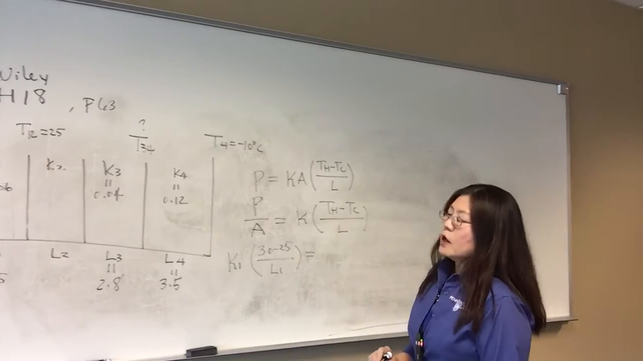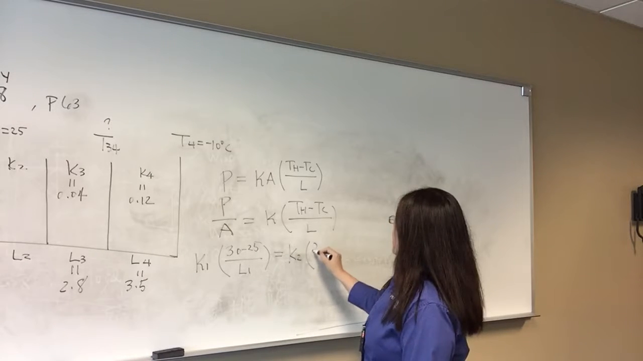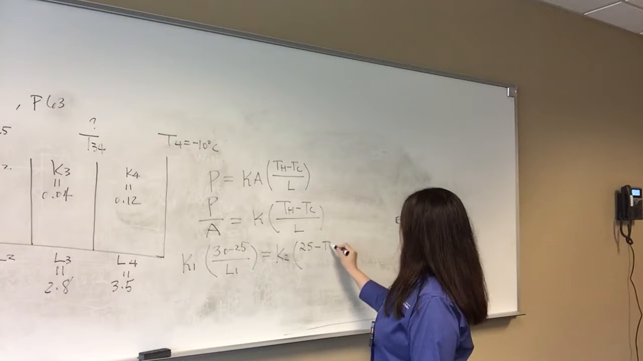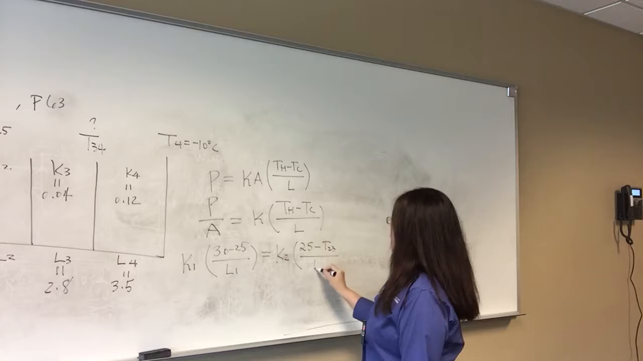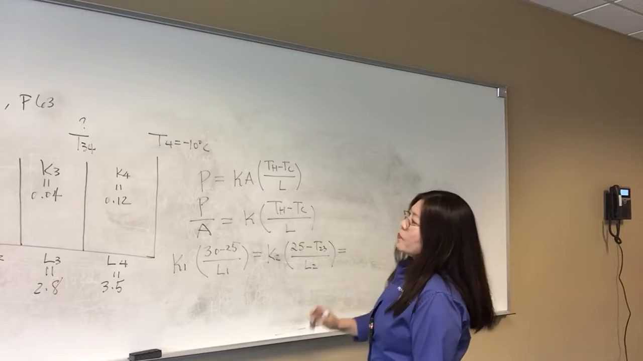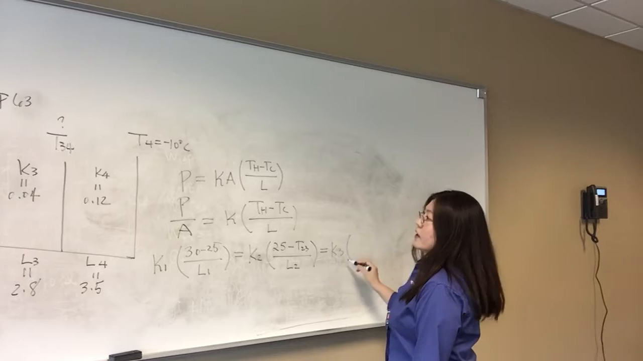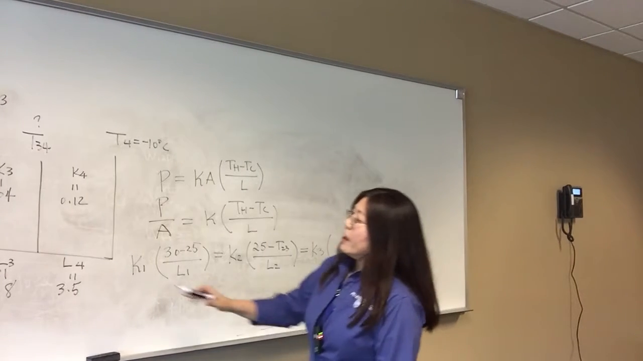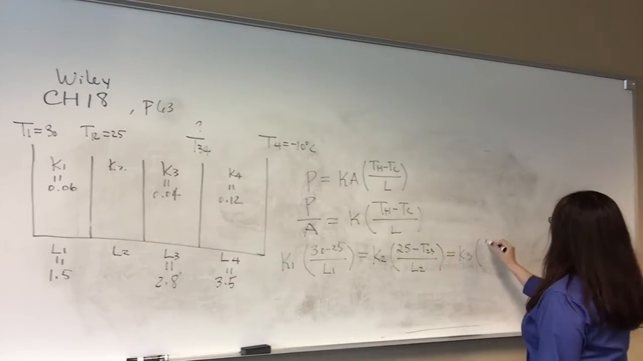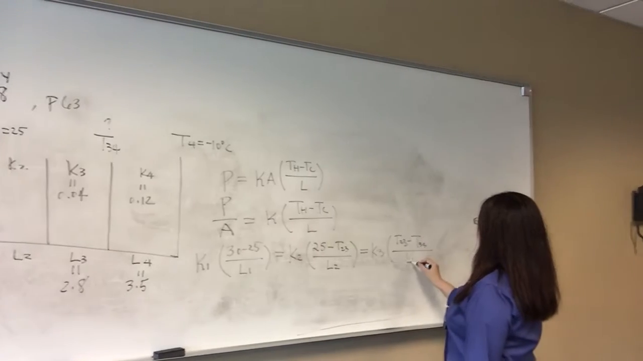That has to be equal to applying it at the second interface, which is K2 times the higher temperature, 25, minus T23, which we don't know, over the length L2, which we don't know. That also has to be equal to applying it at the third interface, which is K3 times T23 minus T34 over the length L3.